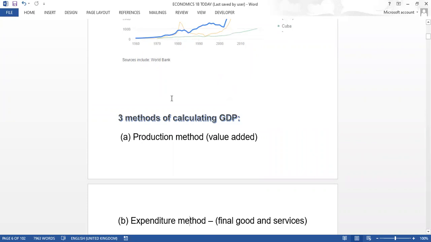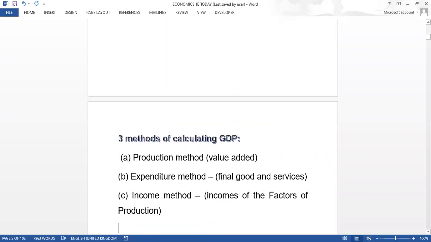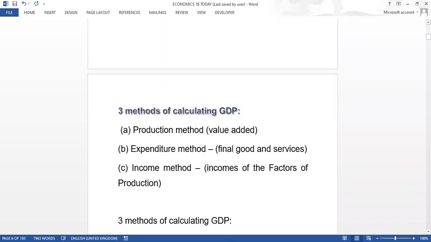So in terms of how to calculate gross domestic product, there are three methods that are used to calculate gross domestic product. The first one is the production method or the value added method. The second one is the expenditure method or the final goods and services, the value of the final goods and services. Then the third one is the income method. This basically looks at all the incomes that are being received by the factors of production. So I'm going to explain each and every one of them and how you can use them to calculate the value of economic growth.